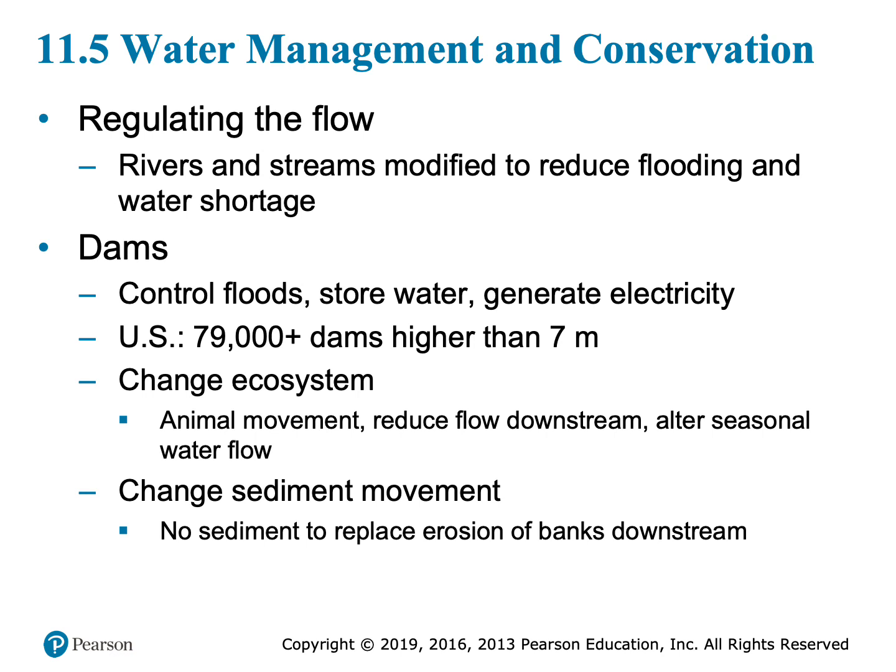So how do we regulate the flow? In this part, humans have modified streams in order to minimize the risks of both floods and water shortages. I leave you guys space in the notes to write your own notes as we go through this. Dams control floods, store water, and generate electricity. The U.S. has almost 80,000 dams that are higher than 7 meters. They change the ecosystem, they alter the animal movement, the flow downstream, and the seasonal water flow, but they also provide some electricity and the ability to store water and control flooding.